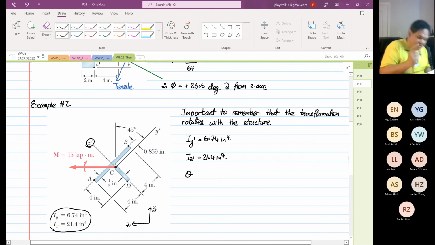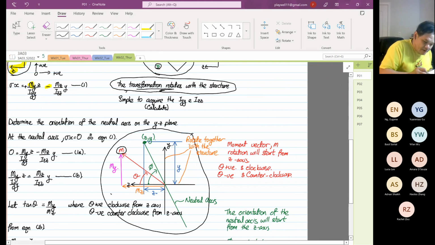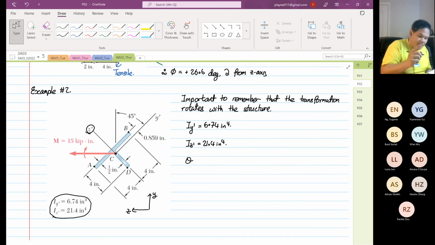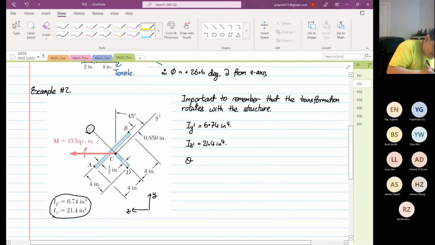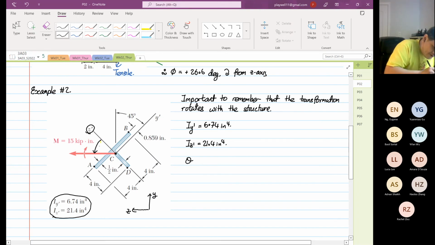Y and Z. But remember what I told you, right? In this formula, or in this derivation, or in this figure, the Y and the Z axis rotate together with what? The structure. You have to remember that. Okay. So from here, we know that theta is from what? Z prime now. Now, if you look at Z prime, the rotation is in what direction? Anticlockwise, yes or no? Right, this is in the counterclockwise rotation. So this is our theta.